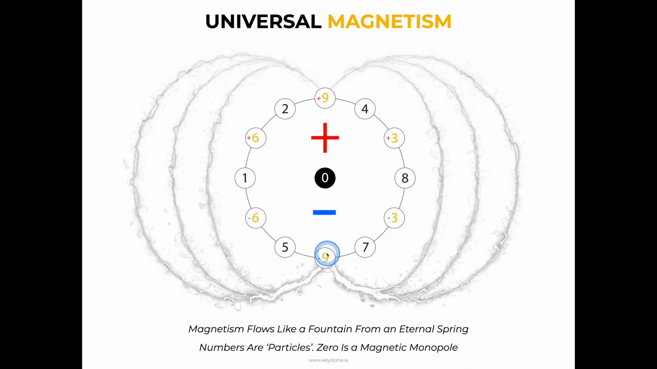So here's 2 poles, 2 sides of a magnet, if you will, and the 0 is dead center. It's what's called a monopole. In other words, it's the two together. It's the singularity, the union, the synergy of opposites.